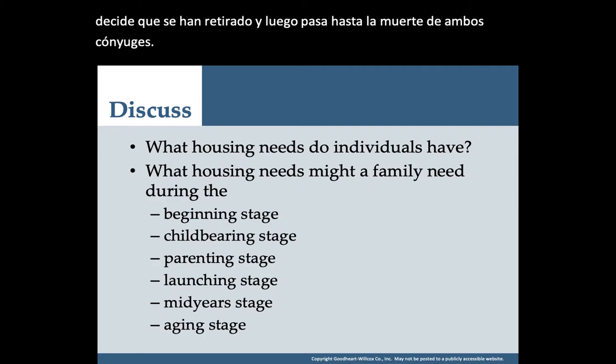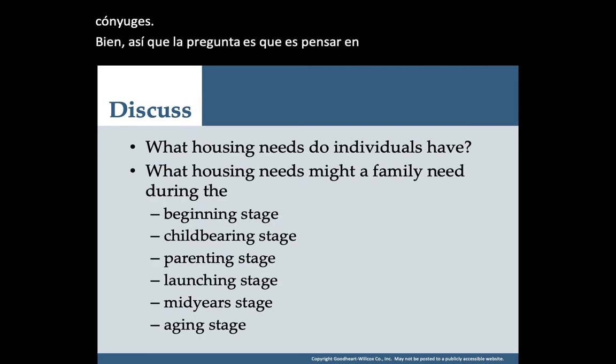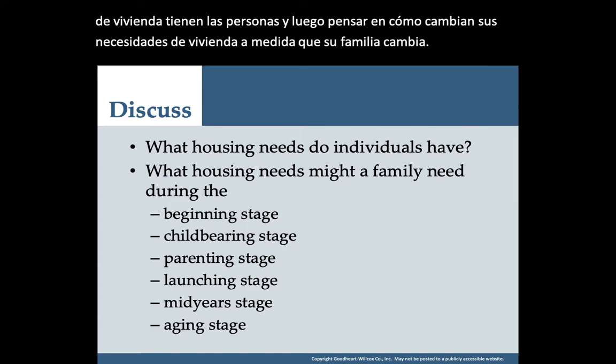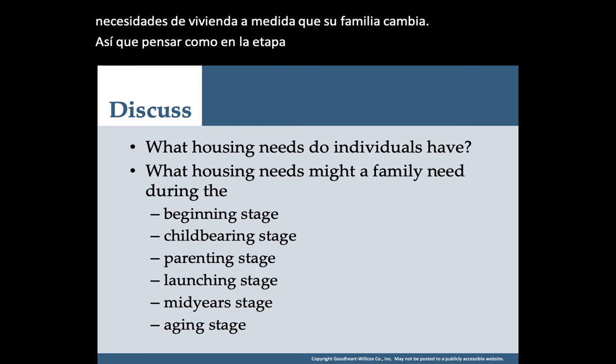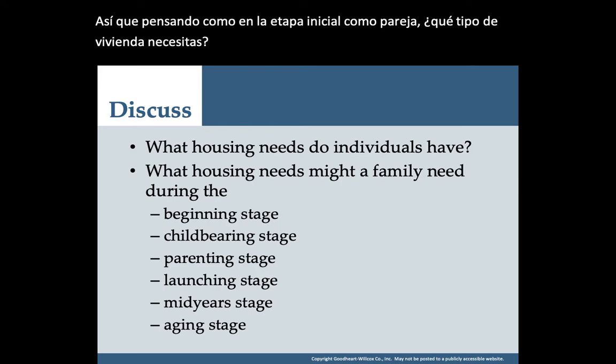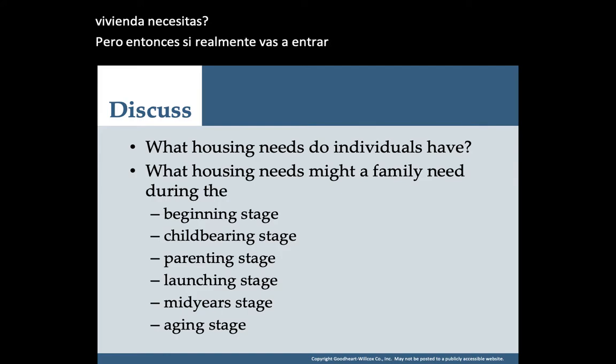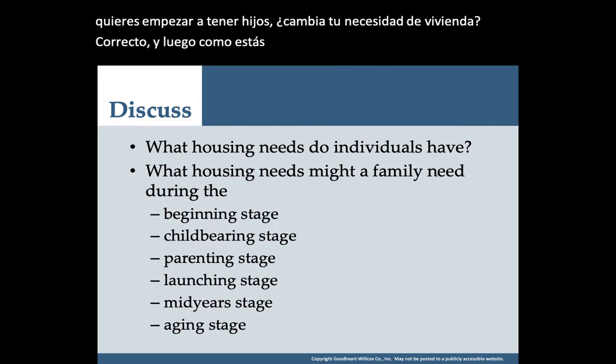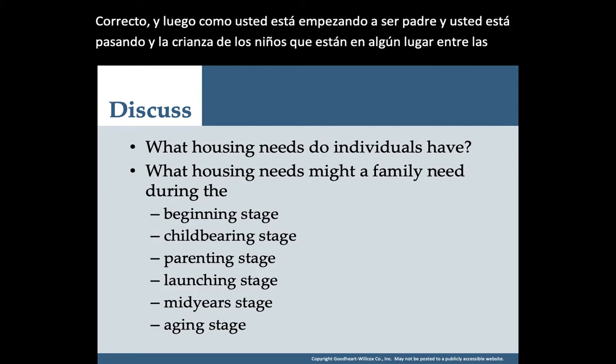So the question to think about is, what housing needs do individuals have? And how do your housing needs change as your family changes? Thinking about the beginning stage as a couple, what kind of housing do you need? But if you are going to move into the childbearing stage, where you want to start having children, does your need for housing change? And as you're parenting children who are somewhere between the ages of 6 to 18 or so, does that change your housing needs?